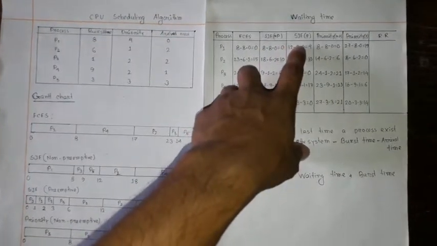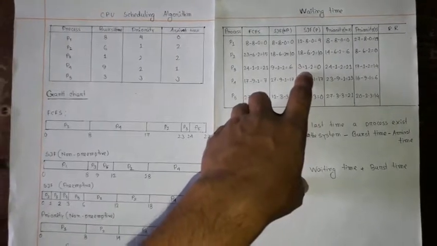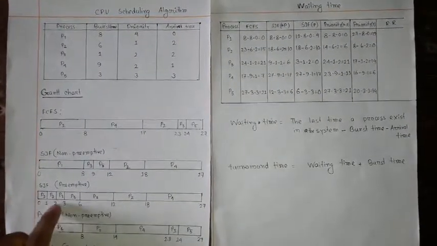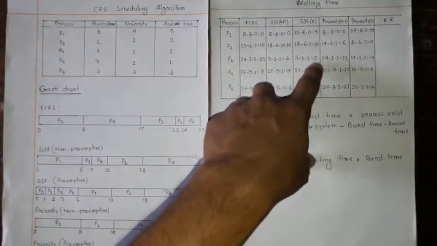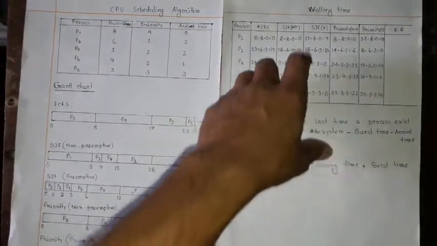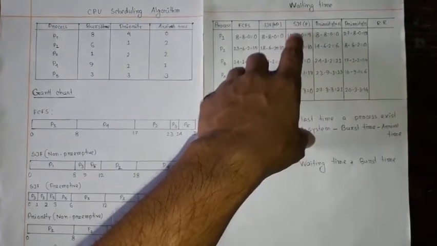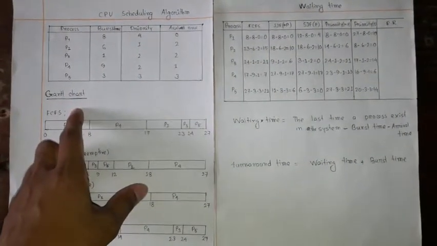For shortest job first preemptive, if we consider process P3, it exists in the system until time interval 3. So 3 minus its burst time 1 minus its arrival time 2 is equal to 0. Interestingly, we have two processes, P3 and P5, whose waiting time is 0 in the shortest job first preemptive situation. In this way you can calculate the waiting time for all other processes in all other CPU scheduling algorithms.